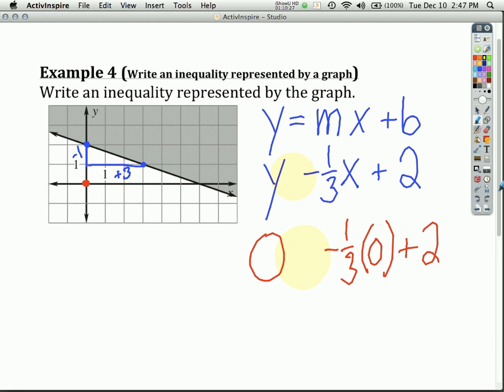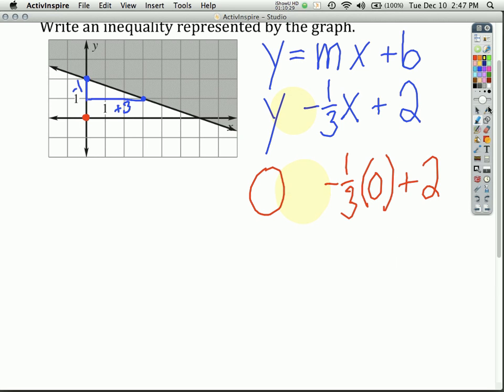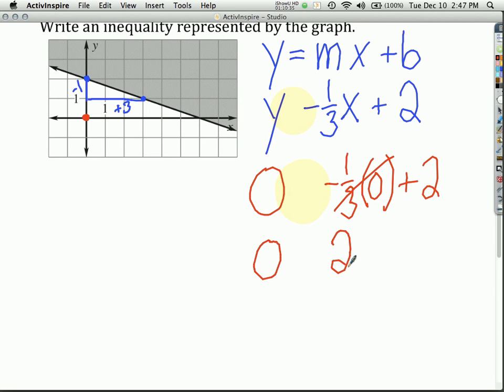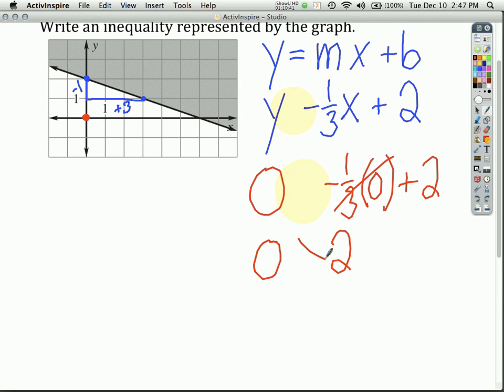So let's simplify this first to get the numbers down. So this is going to be a 0, and then this will just disappear, and so we've got 2. So I can put this symbol, or I can put that symbol. Which one will make this a false statement? Which one will make it a false statement?